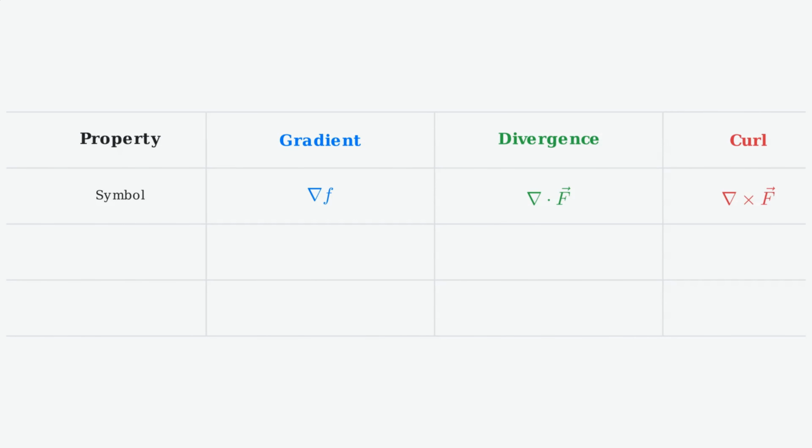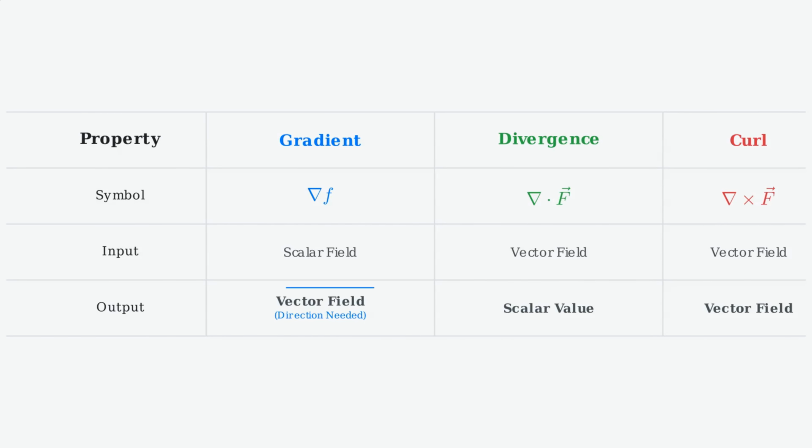Next, looking at the input, the gradient works on scalars, which are simple numbers, while the others act on vector fields. Finally, regarding the output, the gradient creates a vector because slope implies direction, whereas divergence collapses vectors into a scalar rate. And curl creates a new vector, representing the axis of spin.